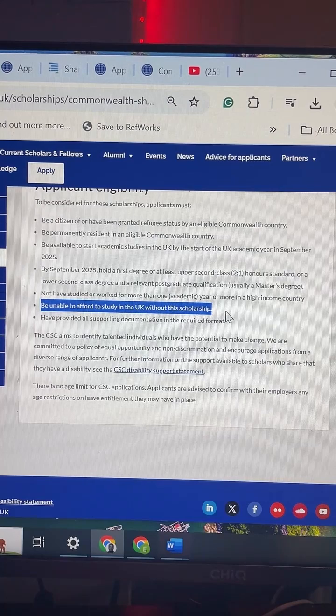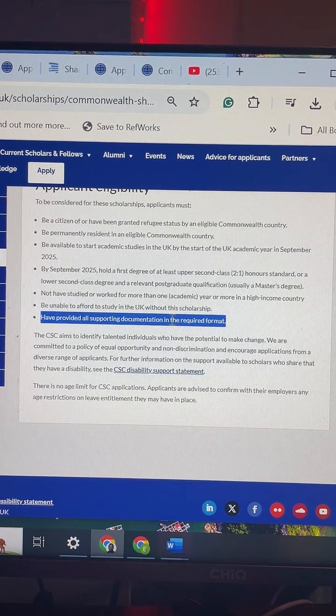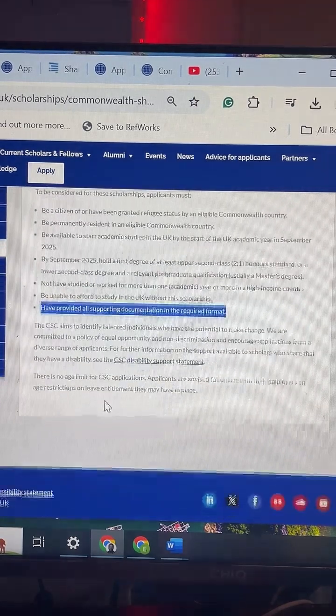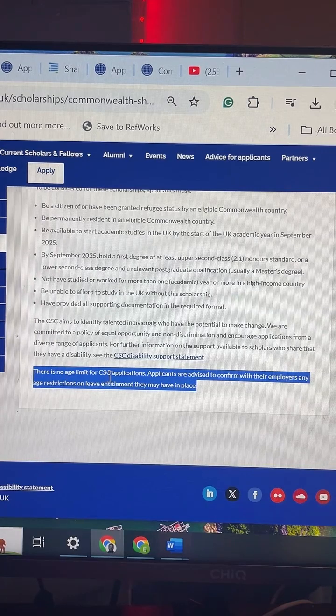And you must be unable to afford to study in the UK without the scholarship. When we are about to write our essays, we will look at how we're going to discuss that, for the scholarship committee to read and know that without this scholarship, we are unable to come to the UK and study. And then have provided supporting documentation in the required format. From the requirements that we read, we need to have our international passport and also our transcript. These are the recommended supporting documentation that they want to see. So have them ready to submit.